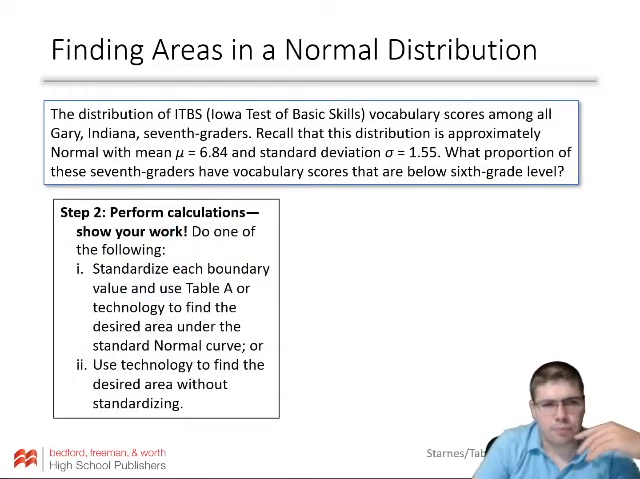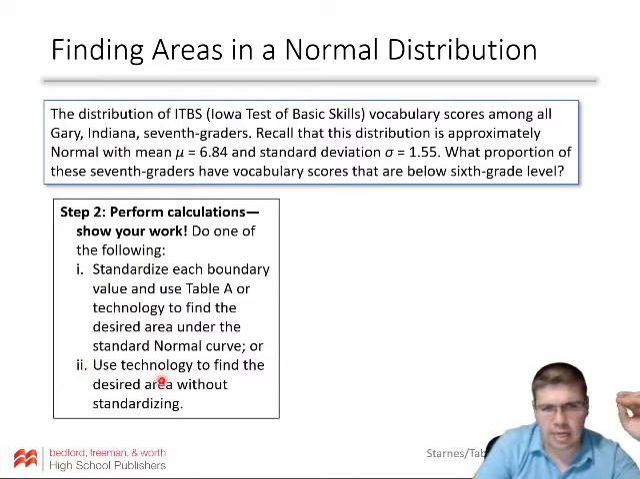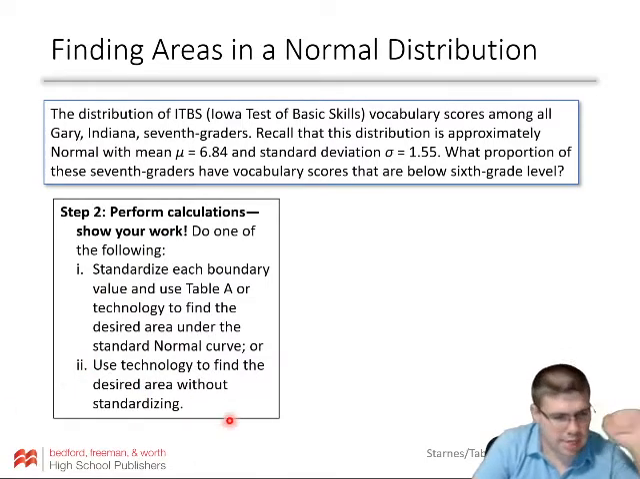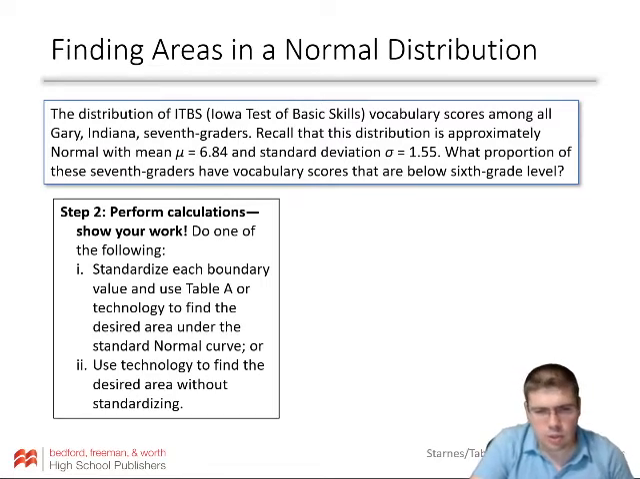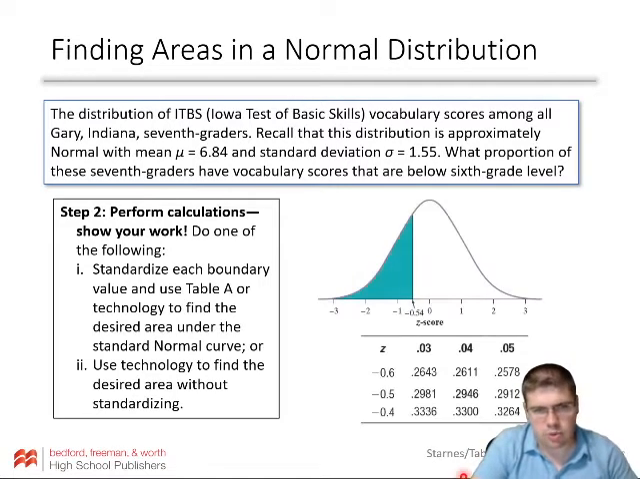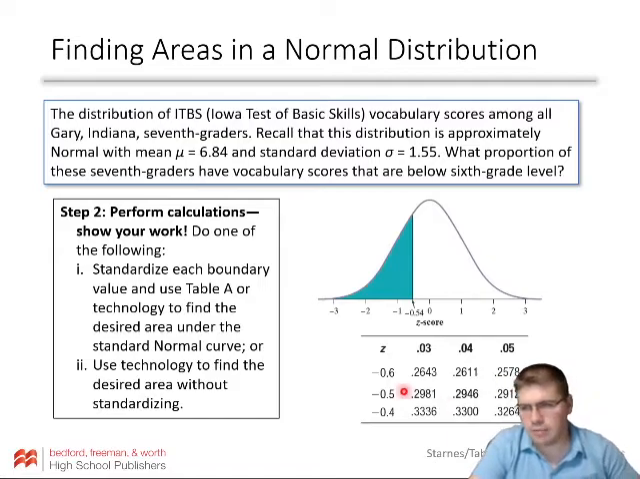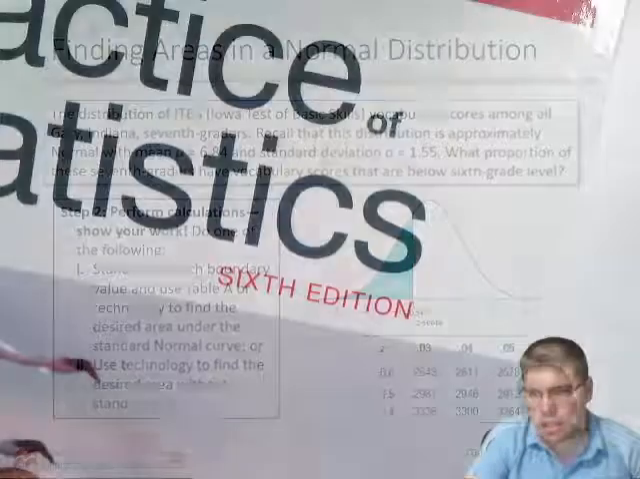So you can do one of the following. You can either use Table A or you can use technology. So Table A, what the heck am I talking about? Here, this will show a little bit of this table where they have z-scores. Let me show you where this is in your book.